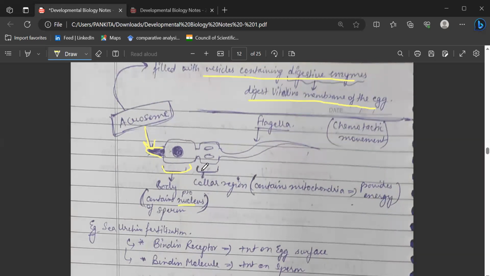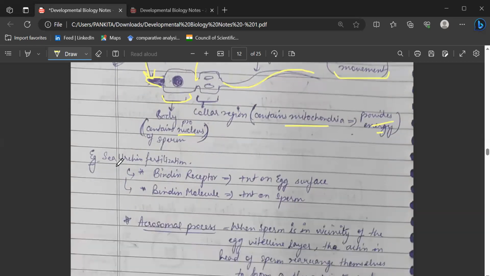There's a neck here. Then comes the collar region, which contains the mitochondria, which provides the energy for the movement of sperm towards the egg. Finally, the flagella, which provides the chemotactic movement. In sea urchin, chemotactic movement is defined by some receptors or secretions which are recognized; the chemical release is recognized by the sperm and they move towards that direction.